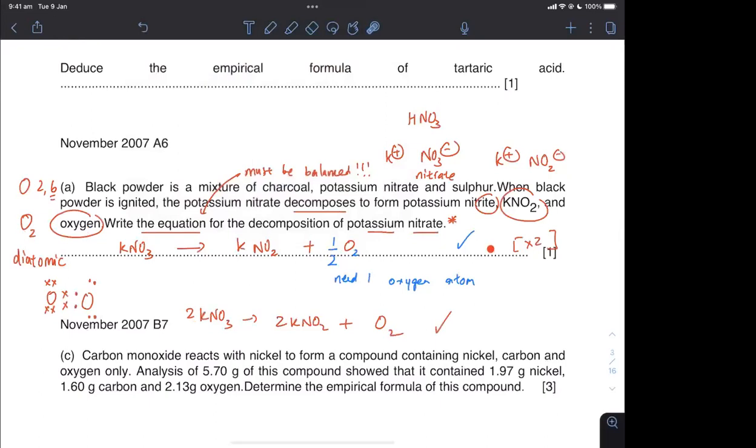Cambridge will definitely give you the marks. Here is also correct. You will definitely get the mark. This is correct because an equation is a symbolic representation. If your equation is balanced, even with a half, your mole ratio will work. Your mole calculation will still be correct.